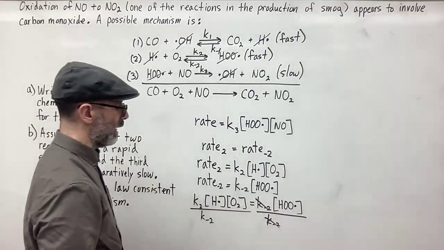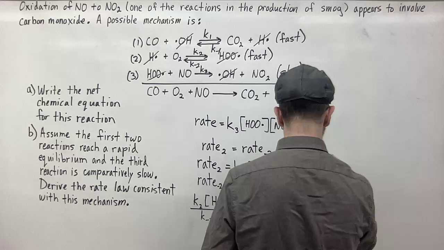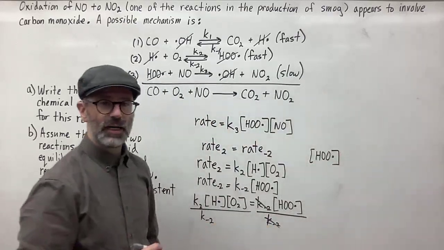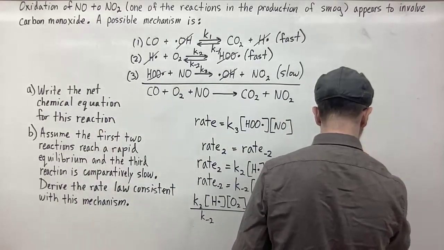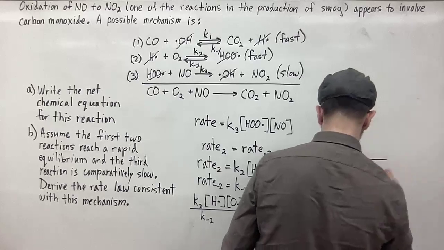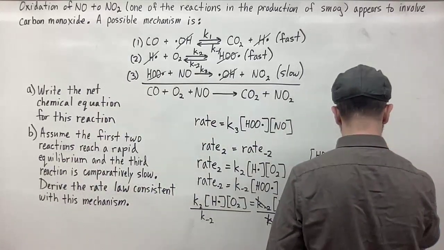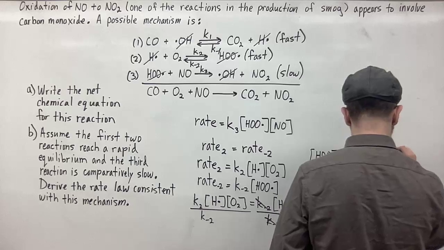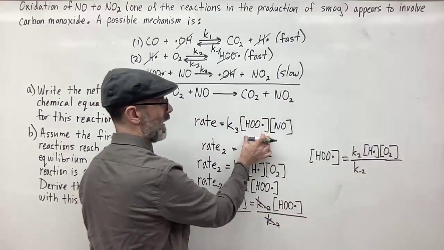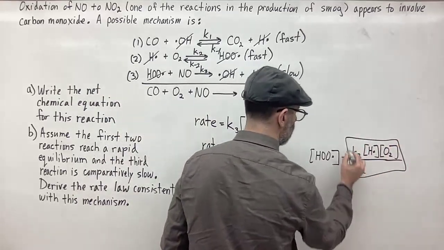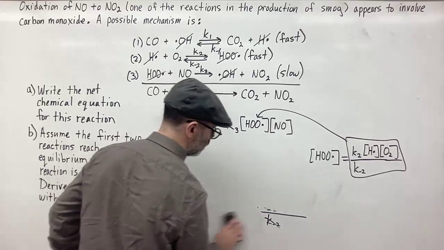So that cancels out, and we get, I'll write it over here, HOO dot concentration is equal to K2 over K minus 2 times H dot concentration times O2 concentration. So now that we have this equal to this and we have this, we can now substitute this in for that. So let's go ahead and do that.